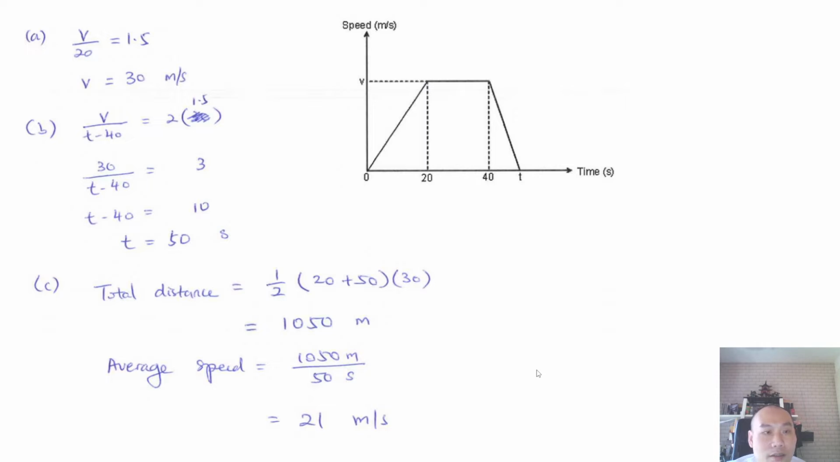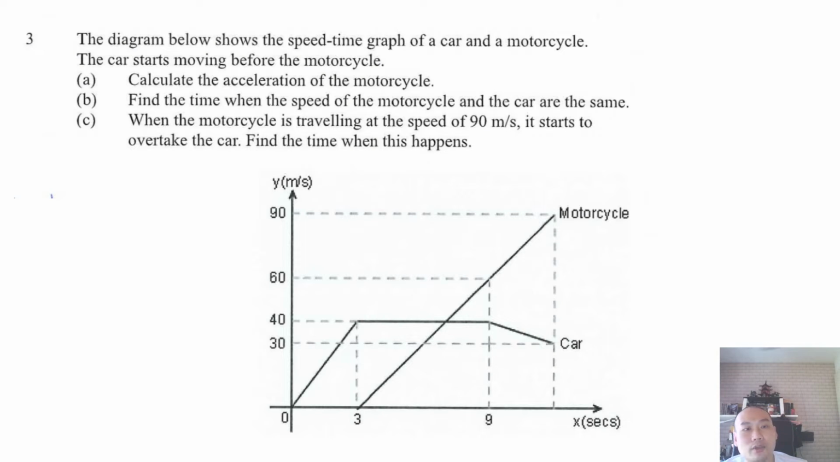Okay. Right, next question. We have another speed-time graph. This time round, there's a car and there's a motorcycle. You can see here the car starts moving first. After some time, the motorcycle also starts moving, right? We are told to calculate the acceleration of the motorcycle. So that's great. The motorcycle is a single straight line with constant increase of the speed.